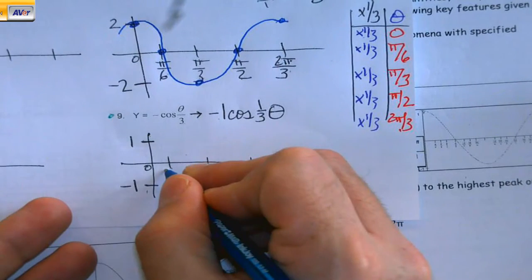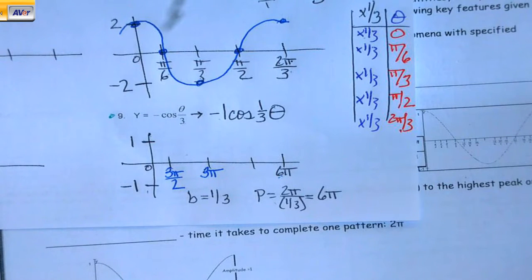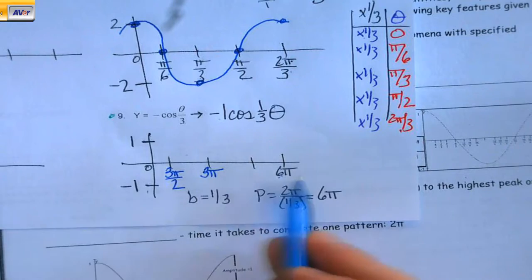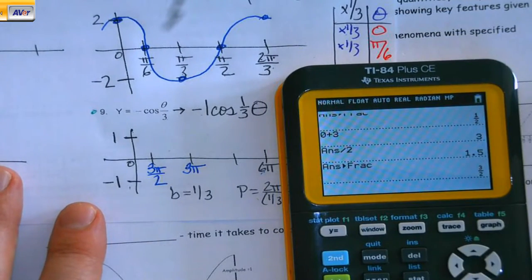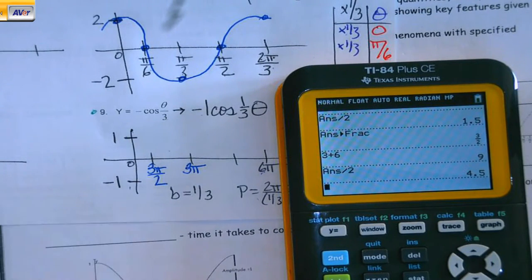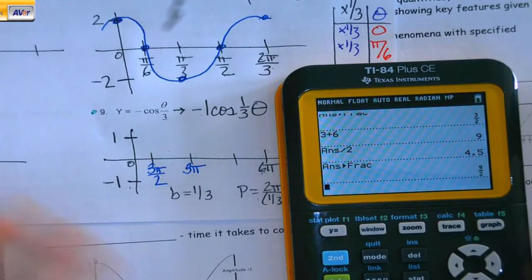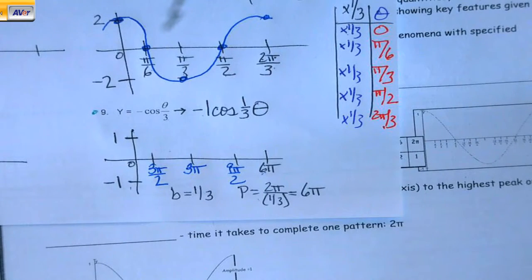So the pi goes on top with my 3 over 2. Then I've got one more. What's between 3 and 6? Okay, 3 plus 6. What's in the middle? Enter. 9 over 2. 9 pi over 2. Okay, I've got my values.